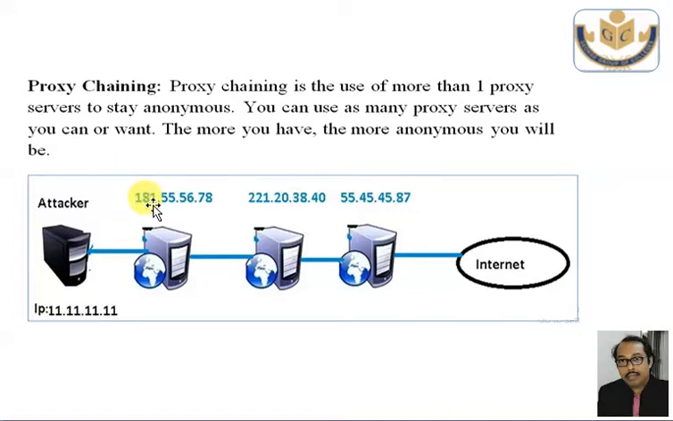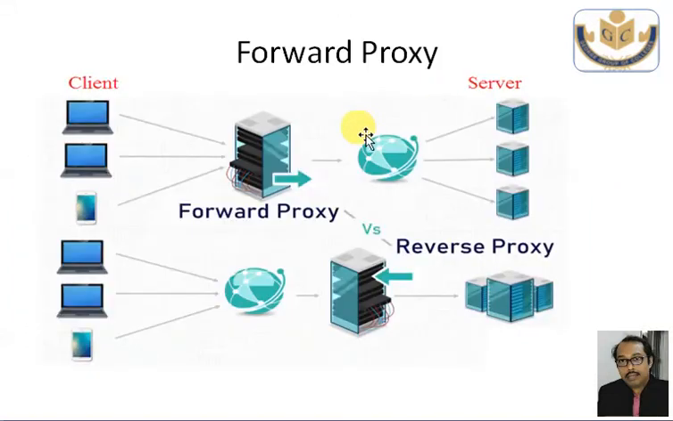Like, the best proxy server is known as Tor, the onion router, correct? If you want to connect to the dark web or the deep web, you need the help of this proxy chaining Tor browser. Next one is forward proxy and the reverse proxy.